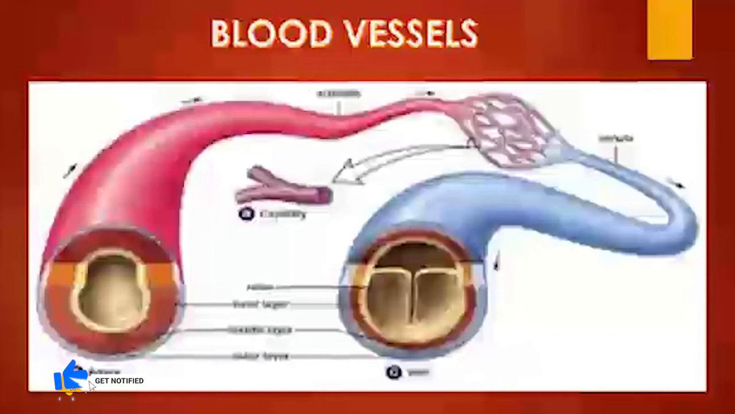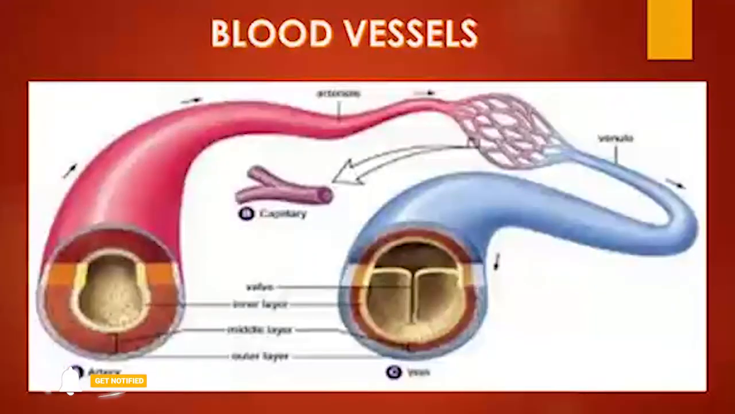Blood vessels. In the previous video, we learned the function of the human heart. The blood that pumps from the heart flows into every single cell in the body through a network of blood vessels. There are 3 types of blood vessels to transport blood all over the body.